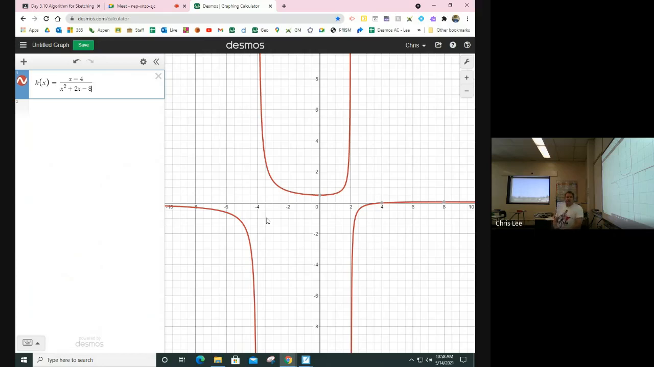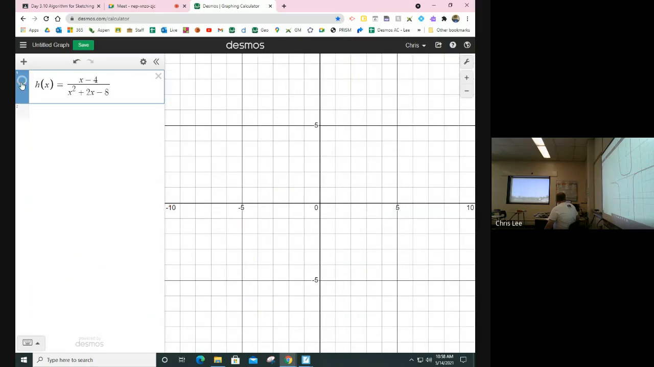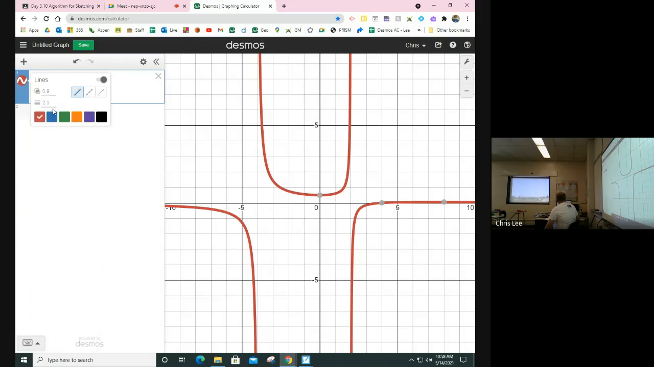And look at our picture. You can see that that definitely looks like our picture. You don't have the asymptotes there because they're not drawn, but you can see where they would exist. I'll make this a little fatter so you can see it. Maybe make it green.